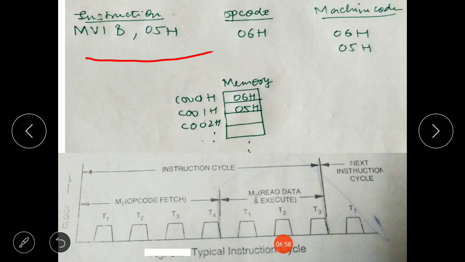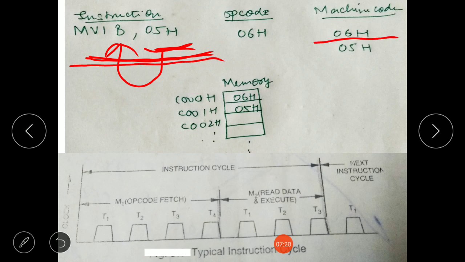In 3 byte instructions there will be more machine cycles needed. So for example MVI B, 05H. What is the operation of this instruction? It stores the immediate data 05, that is this 1 byte data, into the register B. And how does this instruction get stored in the memory? First the opcode of this instruction, that is 06H, gets stored in the memory location, and next the hexadecimal number mentioned with this instruction, that 1 byte data, gets stored in the next memory location.